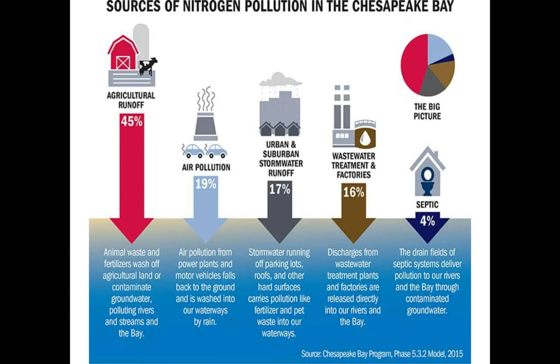Urban and suburban stormwater runoff, 17%. Wastewater treatment and factories, 16%. Septic systems that treat household wastewater and discharge effluent into the ground in the Bay watershed, 4%.